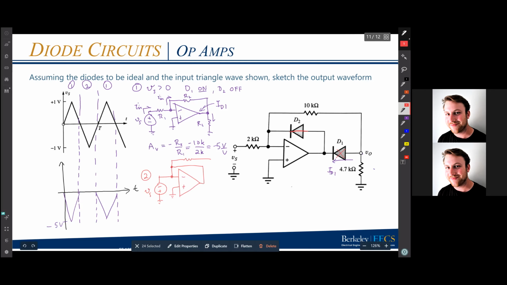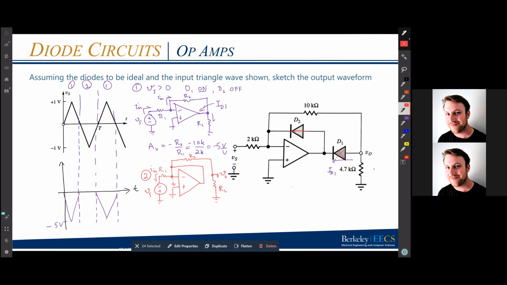Then I'll draw the other stuff just so we can see it. That's my VO. That's important because that's the voltage I'm plotting. That's my RL, my R2, and I forgot R1 here. Okay, so I still have negative feedback, so this is still virtual ground. So if that's ground and VS is negative, I will actually have my input current flowing out of my op-amp into my source and kind of out of my circuit. So IN is going to flow that way.